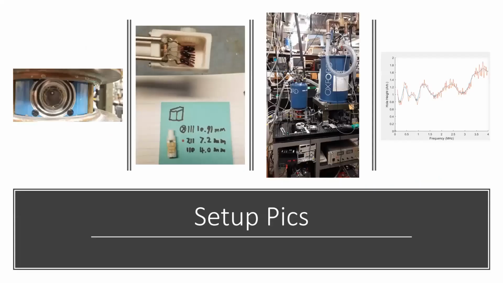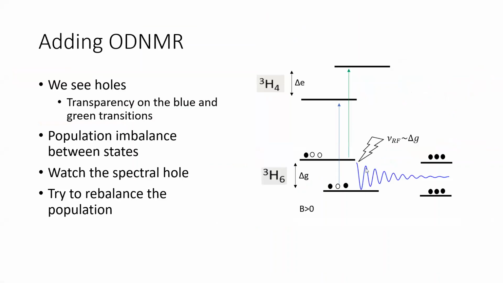Sorry, this is probably a pretty simple question, but if you're driving it coherently at that transition, why don't they all end up in the higher ground level? Why aren't they all excited to the higher ground level? Why do they balance? We end up re-equalizing the population between the two levels because you can't coherently drive forever. There is some decay from one level to another.